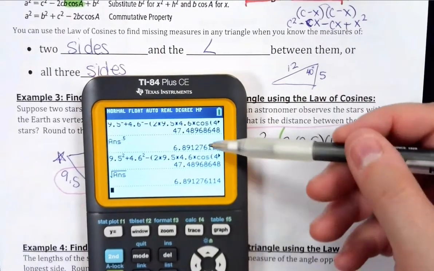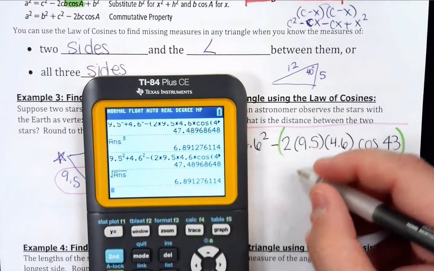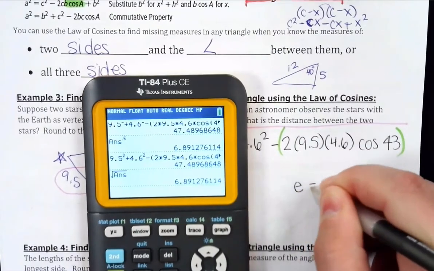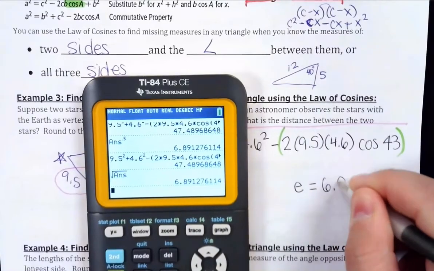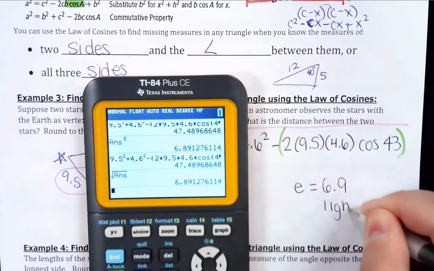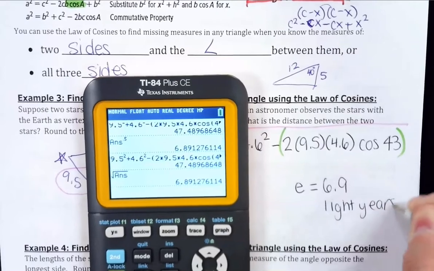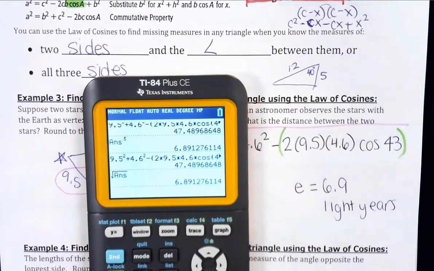And you can see both of these are the same. And if we're finding a side here, the distance between these two, which I labeled with an E, I'd have to put down about 6.9. This would be light years because we're talking about a distance in this question. So two different ways to do that.